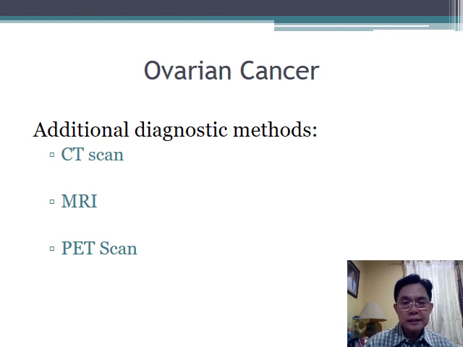So additional studies which may be of great help when you are ruling out ovarian cancer are your CT scan, your MRI, and your PET-CT scan. Your PET-CT will give you especially information on distant metastasis or a metastatic ovarian cancer. However, the cost of the procedure limits its usage in our practice in ovarian cancer.